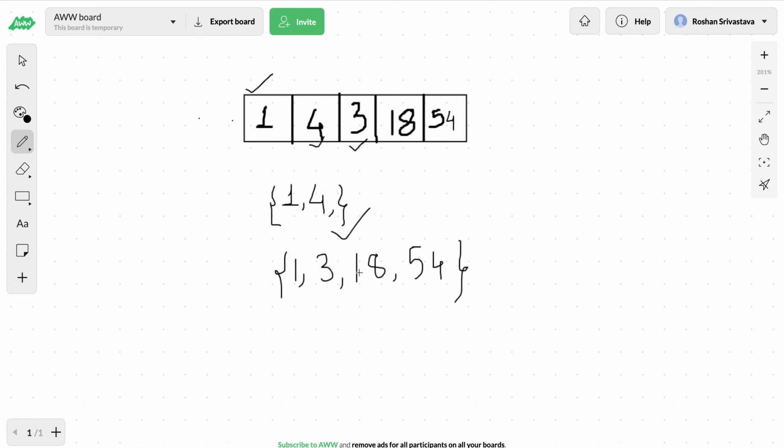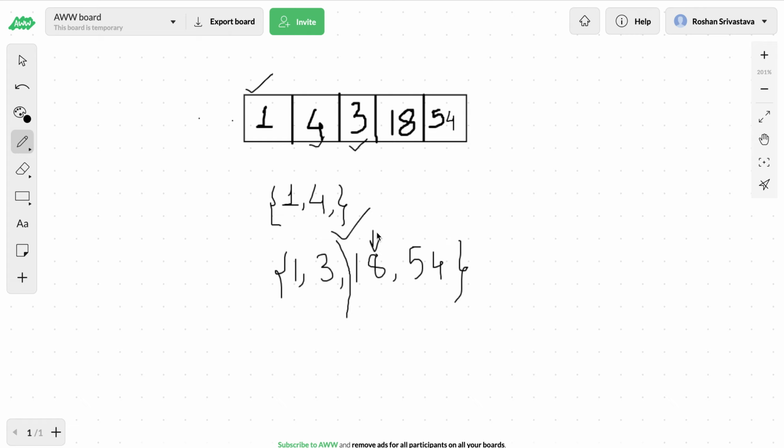But how can we efficiently do this? We checked for 18. What did we do? We checked for 3 as well as for 1. If it is not going to divide or be divided by any of these elements before this particular point, then it is not going to be included in our set. But for 54 also, we had to check all the elements, like 18, 3 and 1. So how can we optimize this? Let's talk about that.